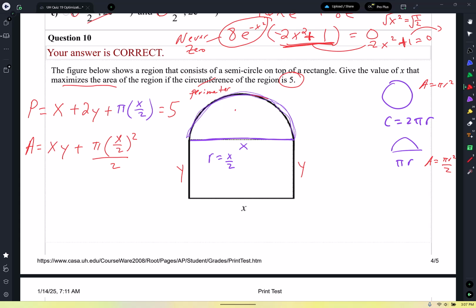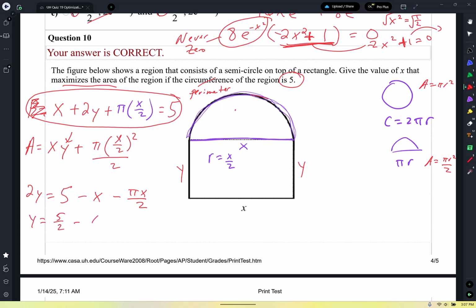All right, you guys ready? Let's use the restriction equation to get rid of this y here. So I'm going to use my restriction equation to solve for y. So who cares about that P, right? Goes away. I'm going to move everything to the right except for the 2y. So 2y equals 5 minus x minus pi x over 2. Have I confused anyone? Okay, now I'm going to divide everything by 2. Y equals 5 over 2 minus x over 2 minus pi x over 4. I divided everything by 2, guys.